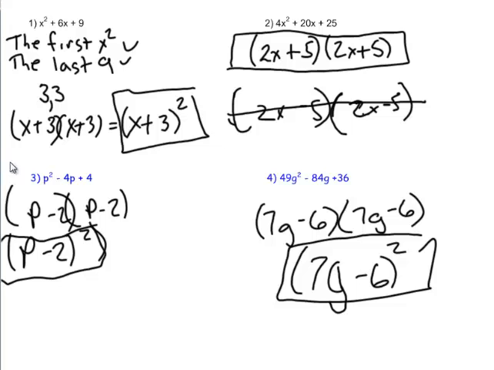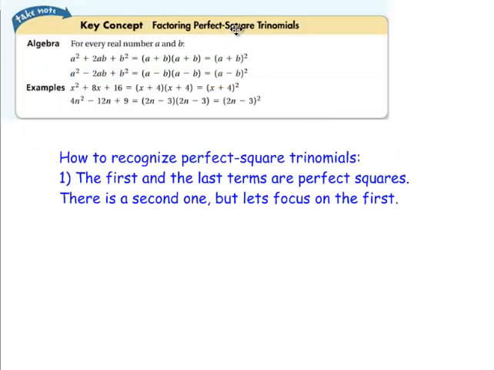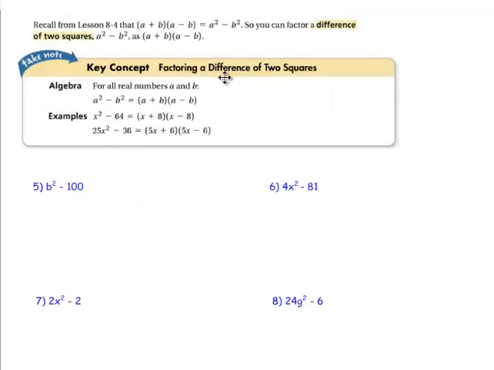Alright, so let's move on to something. Instead of doing 2 perfect squares, let's talk about the difference of 2 squares. So before we were talking about factoring perfect square trinomials, okay? Now we're just talking about the difference of 2 perfect squares. Understand that difference means subtraction and that we have 2 squares involved, okay?